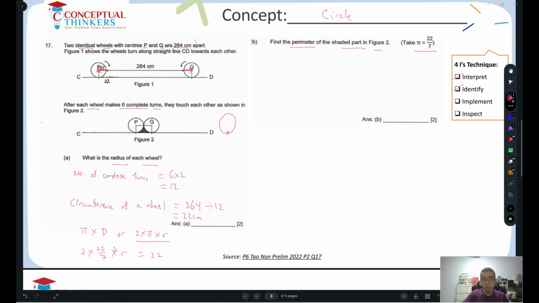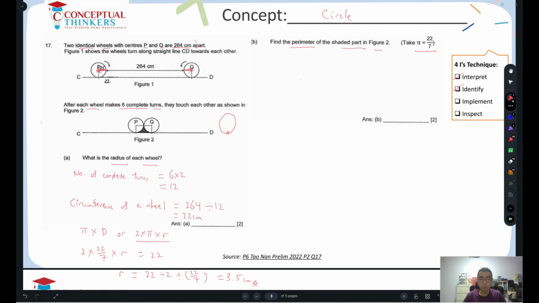Okay, now in order to get to my radius, what I need to do is take 22, divide by 2, and also divide by 22/7. So this one you can press with your calculator. You just take 22 divided by 2, then divide by 22/7. So you're going to get 3.5 cm as the answer.